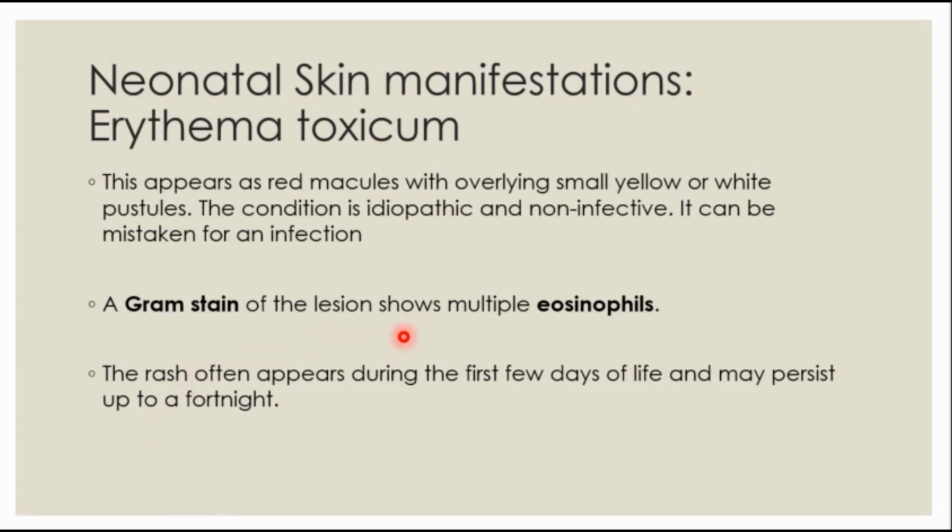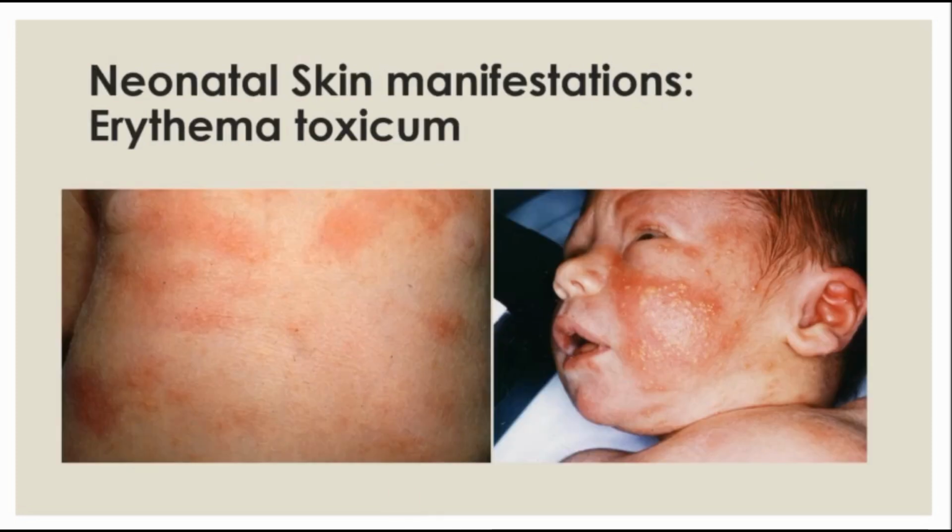On gram stain, you'll see multiple eosinophils, and the rash often disappears within a few weeks, and they say within a fortnight. So this won't be treated. Here's a picture of erythema toxicum. As you can see, a red area with the white to yellow pustules, and this is how it appears on the trunk.